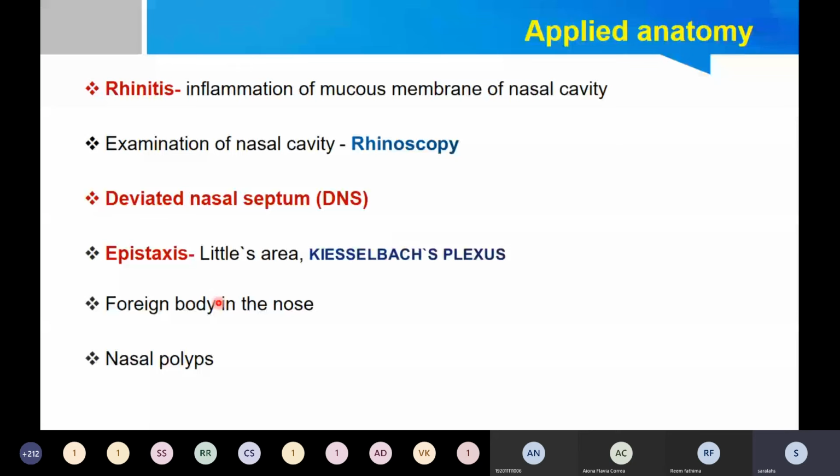Then foreign body in the nose. You would have seen small children who tend to put some cotton or groundnuts, peanuts or some small seeds into the nose. At that time they will have difficulty in breathing. It should be examined and treated properly. Then the nasal polyps. We'll talk about these things.